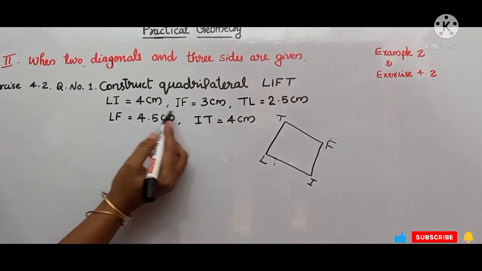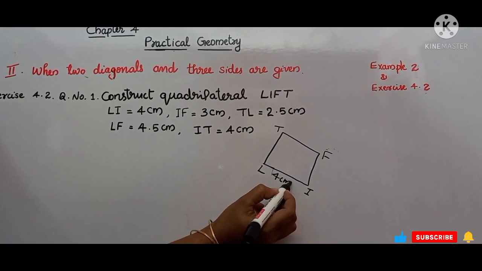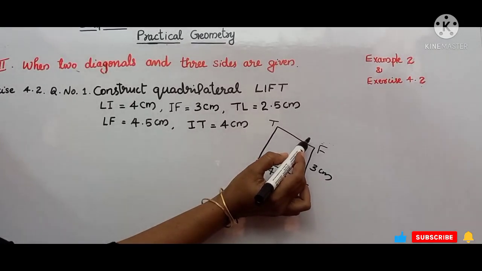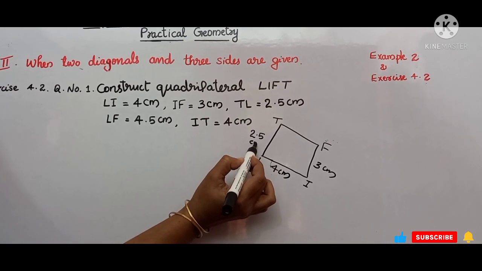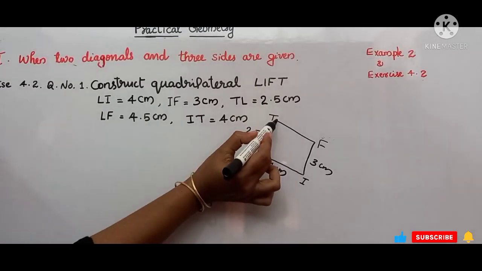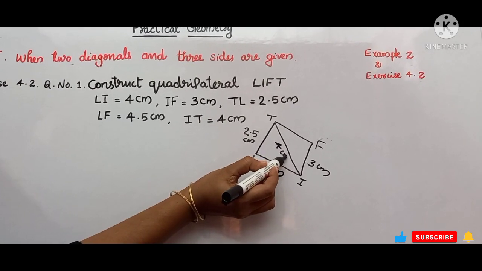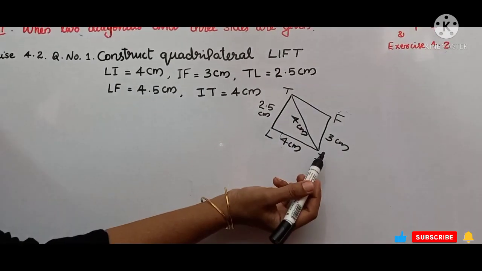LIFT, and give that measurements on this rough sketch. LI is equal to 4 centimeter, IF is equal to 3 centimeter, TL is equal to 2.5 centimeter, and IT is given 4 centimeter. We have to join I and T. Here it is 4 centimeter.